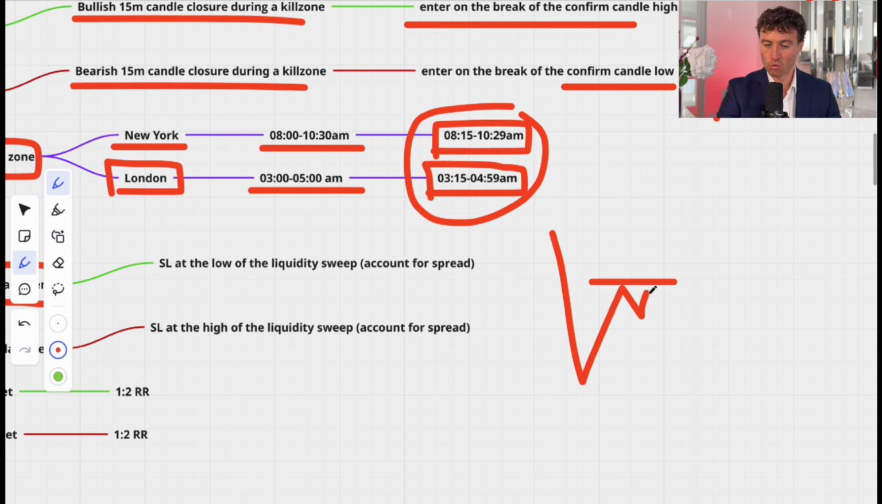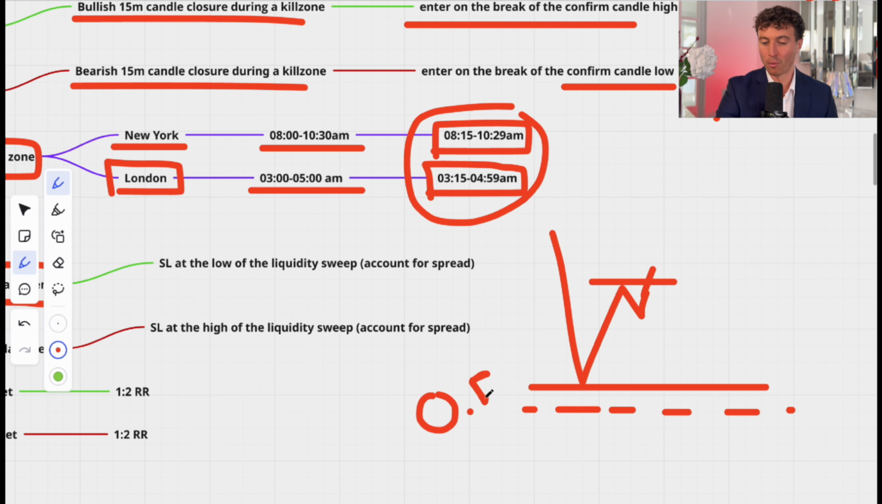And so let's say that we get a 15-minute bullish confirmation here. We want to enter on the break of this high of the candle. Invalidation always goes at the low of the liquidity sweep. And it's very, very important that you always account for spread in the market. So let's say that you're trading the US 500. Let's say that the spread is 0.5. Then you need to account for that spread in your stop loss. Otherwise, you may get stopped out and then price moves in the intended direction.